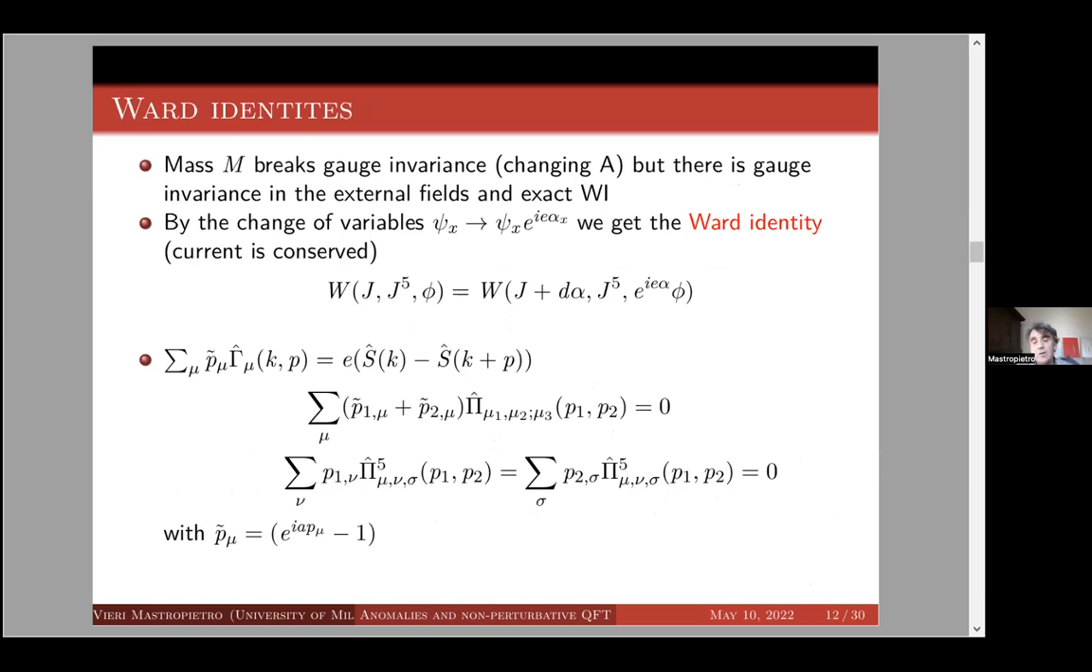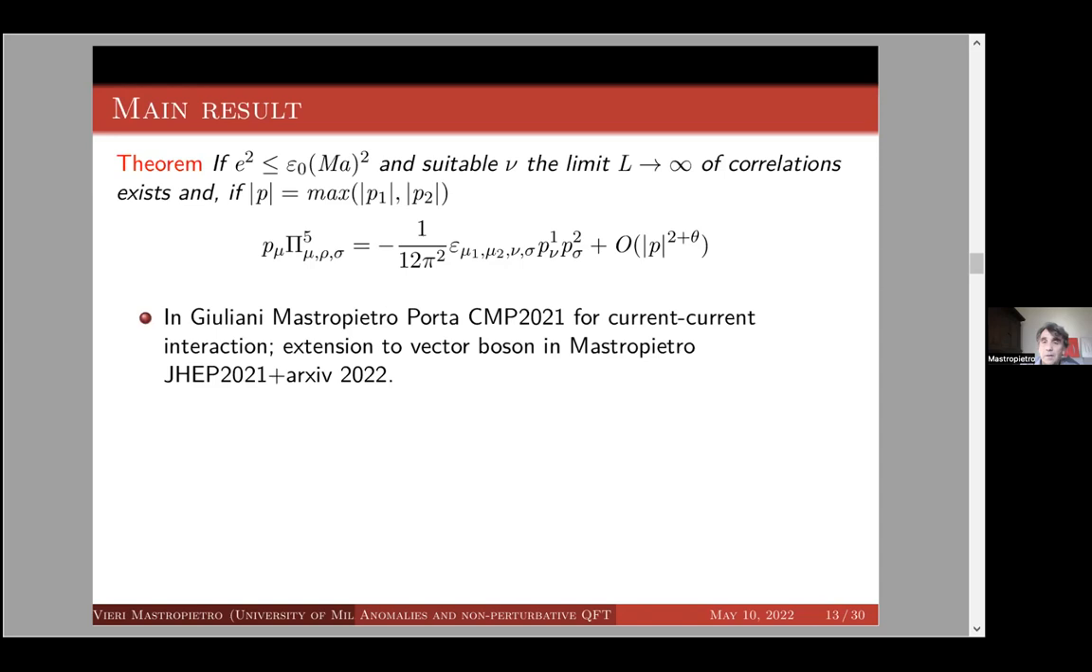The constant G5, as I said, is fixed by the condition that the charge carried by the current and the pseudo current, or the axial current, are the same. This is the main result. If you choose A smaller than M plus A, and you choose this counterterm so that the theory is massless, then the limit L going to infinity exists, and P mu P5 is equal to this.